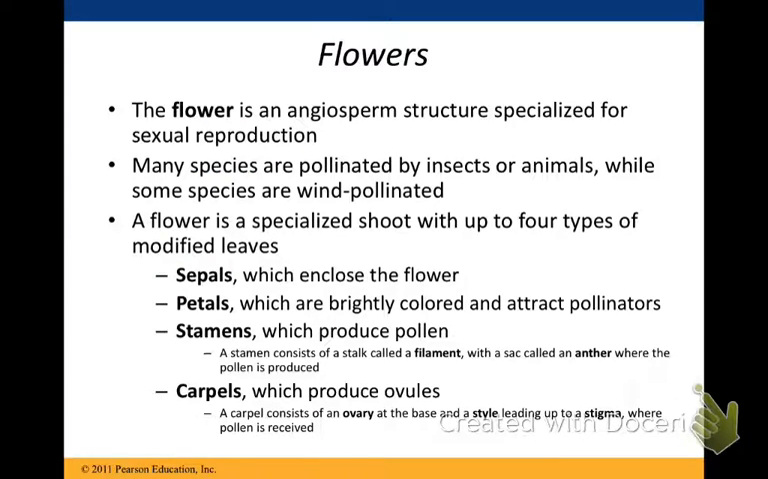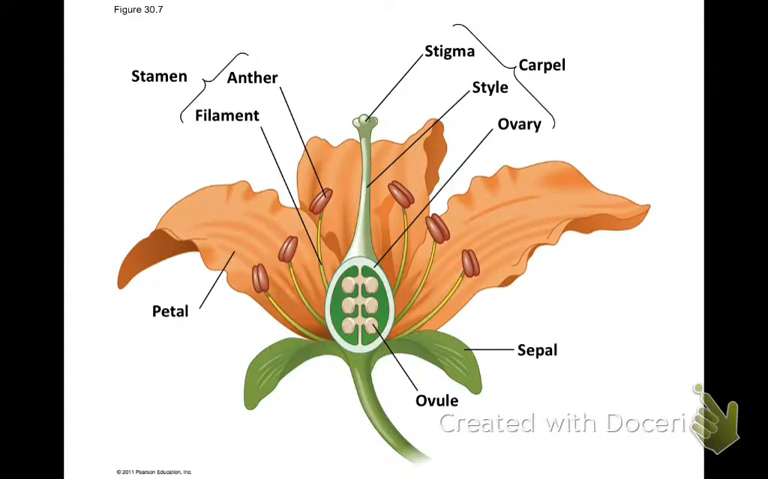So the flower is the structure specialized for sexual reproduction, and the basic flower anatomy has 4 whorls that are concentric layers that give rise to different floral organs. We have the sepals, which are found on the outermost part of the flower and are green and leafy. Then we have the petals, which form the more attractive part of the flower to attract pollinators such as insects or animals.